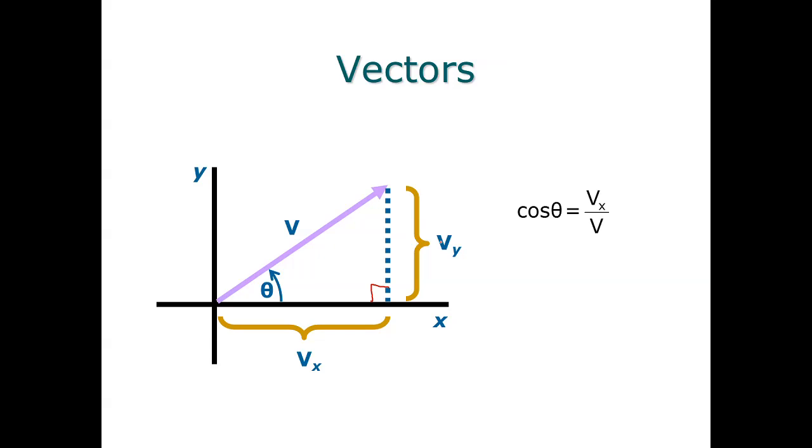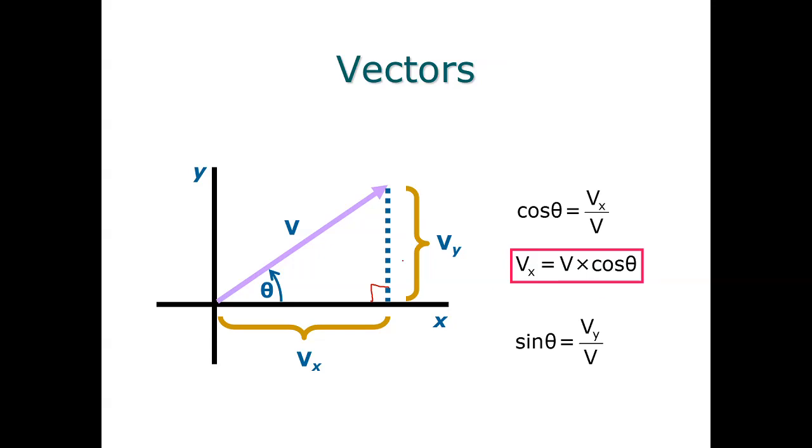So that means that the cosine of theta is equal to the x component of the velocity divided by the magnitude of the velocity, and if we want to find the x component of the velocity, we take the magnitude of the velocity and we multiply it by cosine theta.